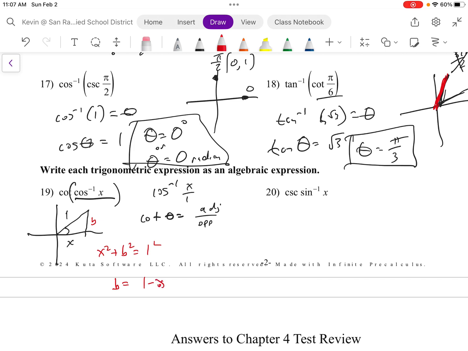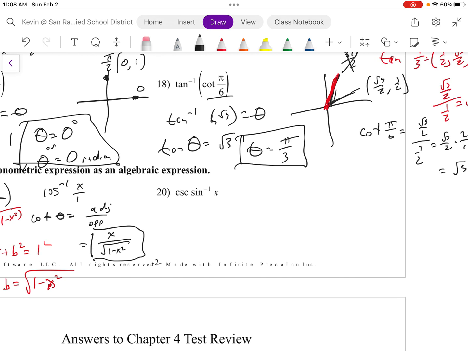So x squared plus b squared equals 1 squared. B equals the square root of 1 minus x squared. So cotangent theta would equal adjacent over opposite, x over the square root of 1 minus x squared.